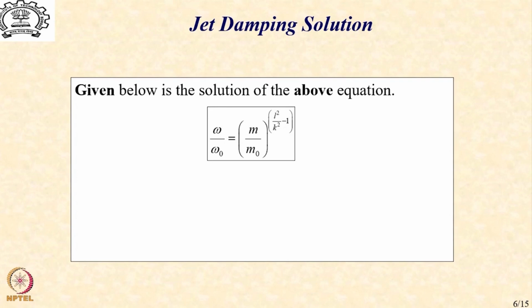We can apply the simple formulae of integral calculus and we can show that omega by omega naught, where omega naught is the initial angular velocity acquired at time t equal to 0, is nothing but m by m naught, where m naught is the mass of vehicle at that instant of time, raised to the power L square by k square minus 1.